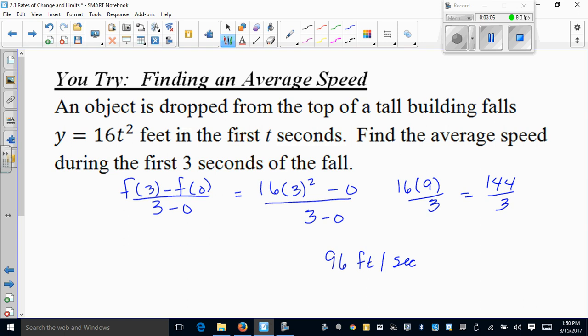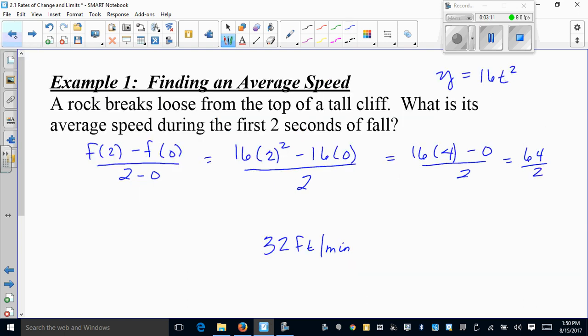I feel like I need to check that last one. That last one should have been feet per second. I have a feeling I wrote minute. Yep. Say, oops, that should be second.